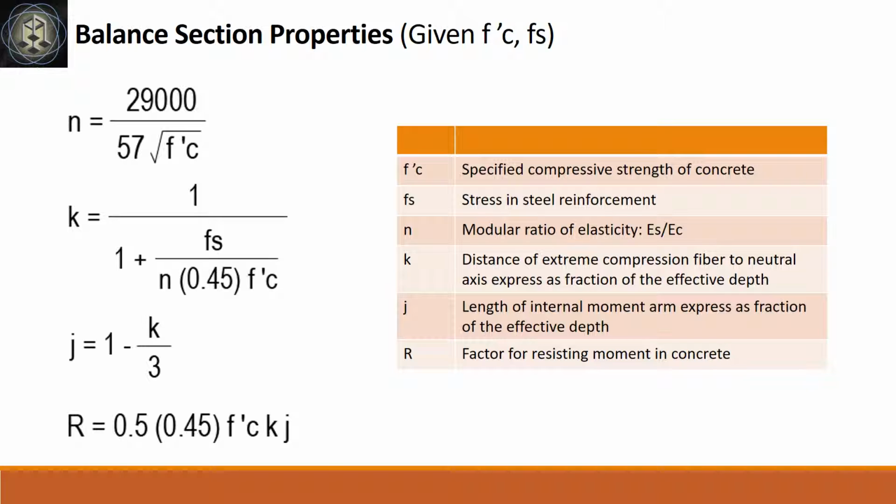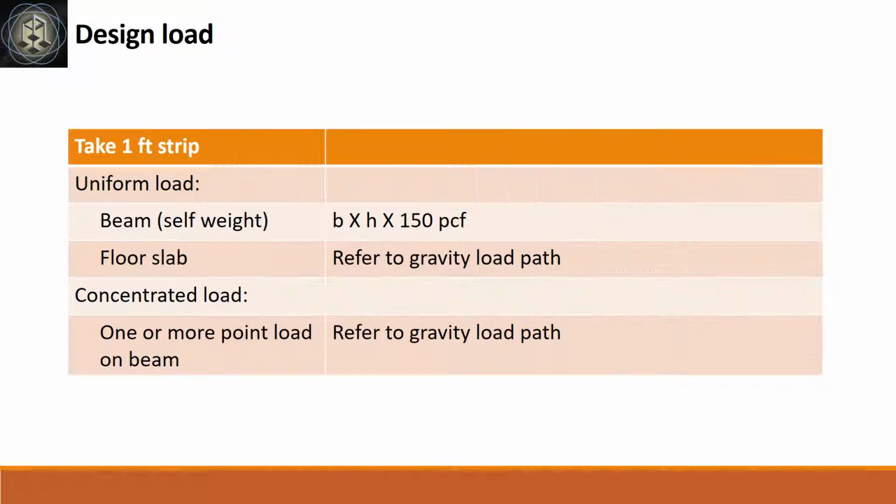n, the modular ratio of elasticity, k, the height of the neutral axis expressed as fraction of the effective depth, j, the length of internal moment arm expressed as fraction of the effective depth, and R, the factor for resisting moment in concrete. Determine the design load of our beam, whether uniform load only or combination of uniform and concentrated loads.